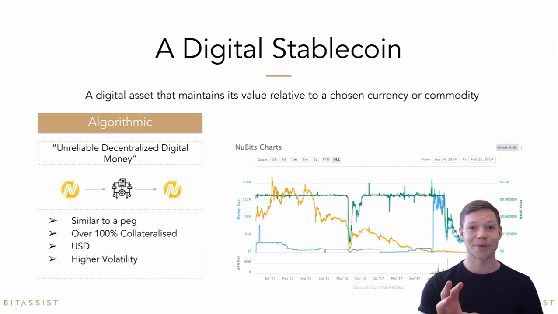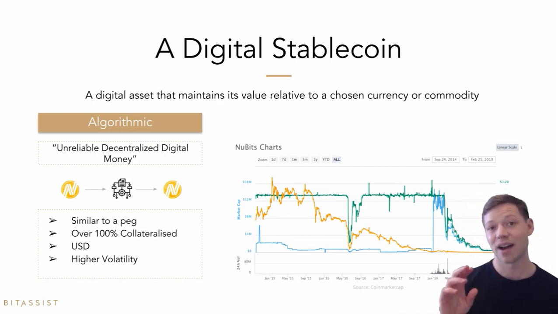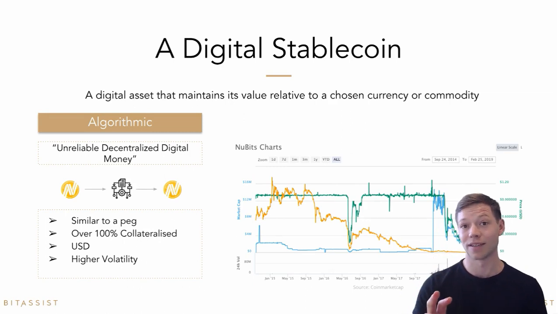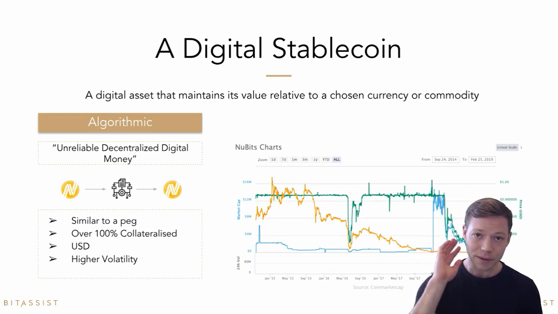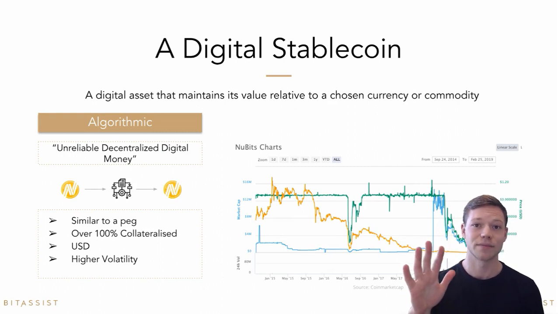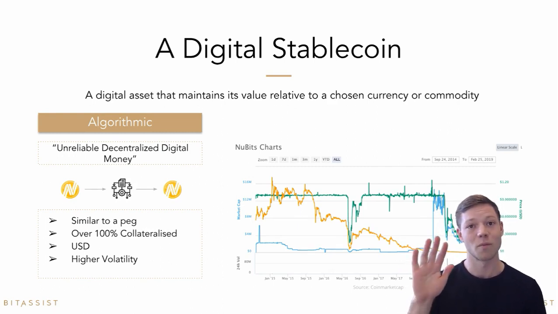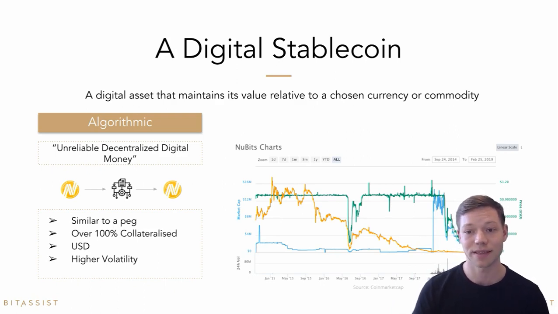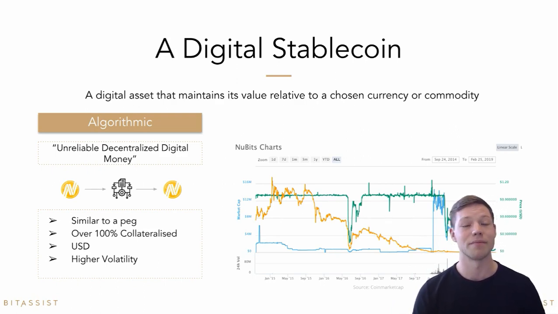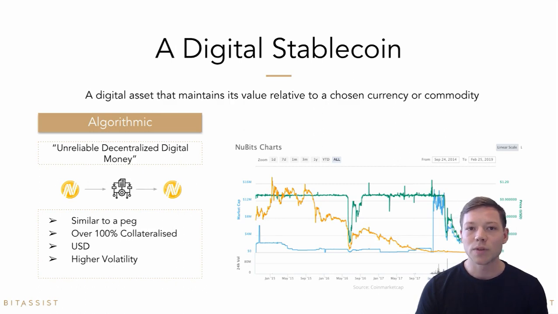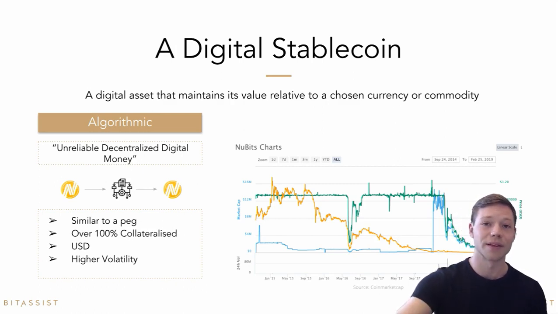Final thing to note about algorithmic stablecoins, they are the most volatile of them all. Think back to that first slide, those 5 must-haves of a stablecoin, right? One of them was to be stable. Fortunately, Nubits has had some black swan events as of kind of beginning of last year and has lost its peg to the dollar. So the most decentralized of them all, but also unreliable at this point in time.